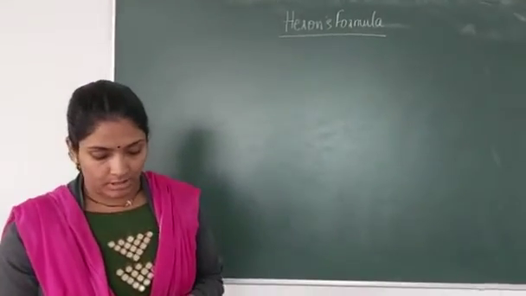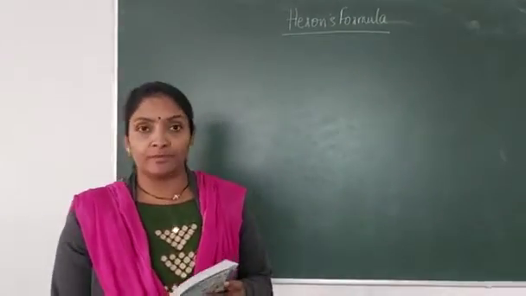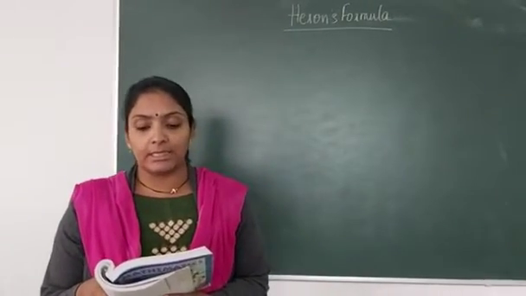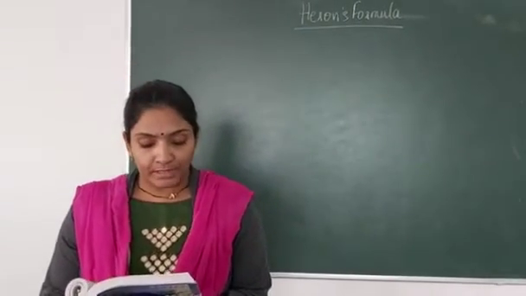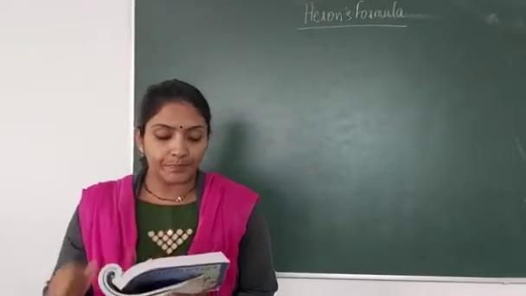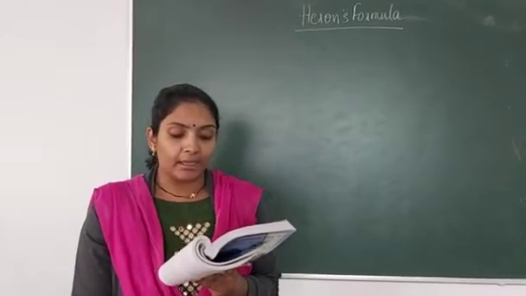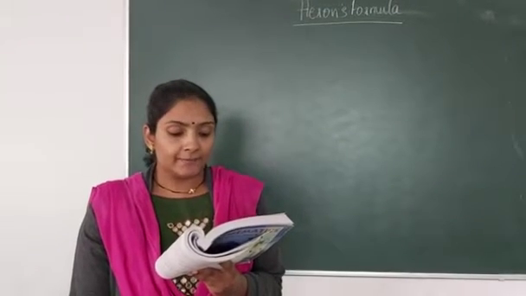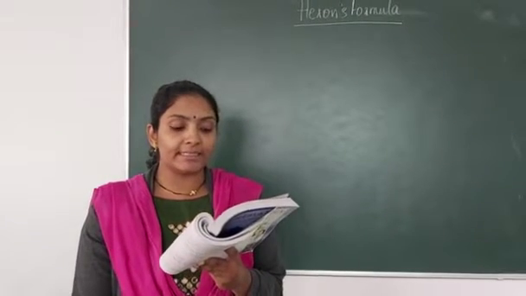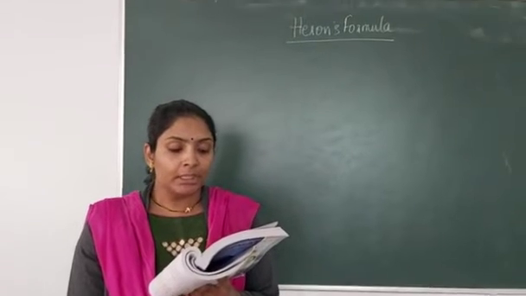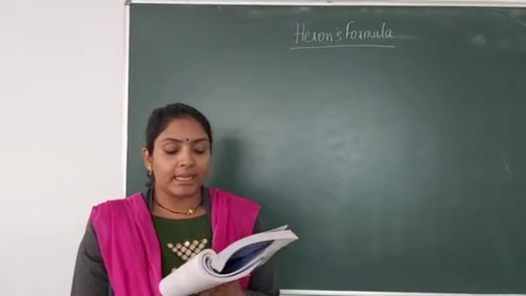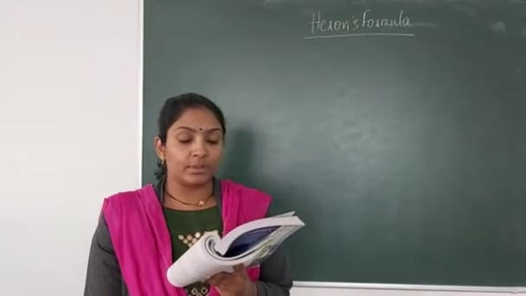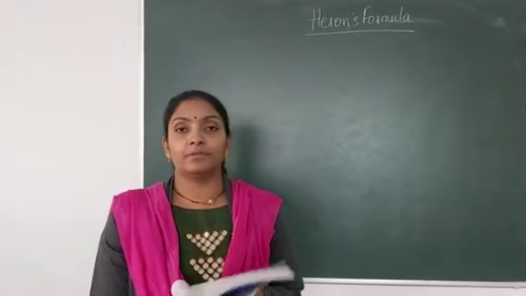Okay. Starting with the first problem of this class, the fourth problem, page number 206 in exercise 12.2. I'm reading out the problem now. A triangle and a parallelogram have the same base and the same area. If the sides of the triangle are 26 centimeters, 28 centimeters and 30 centimeters and the parallelogram stands on the base 28 centimeters, find the height of the parallelogram.